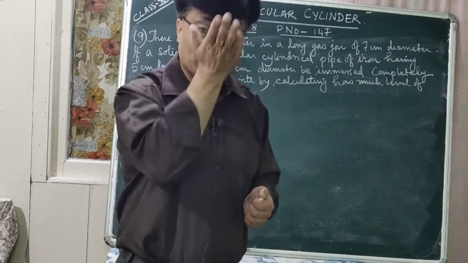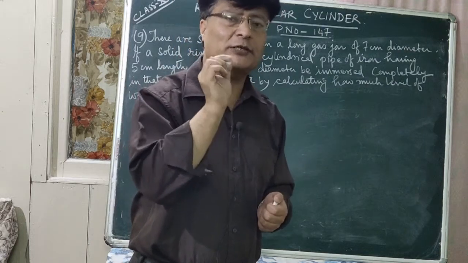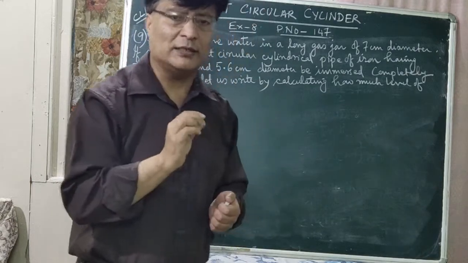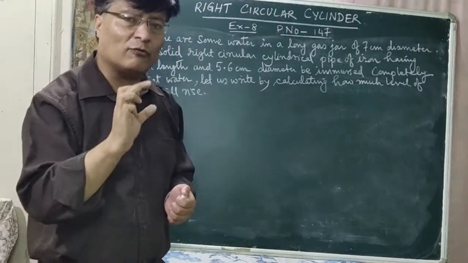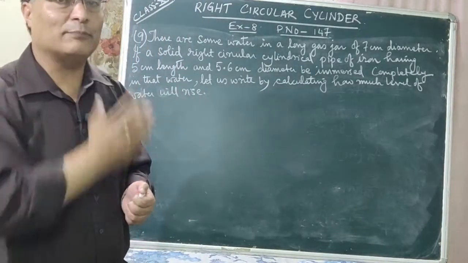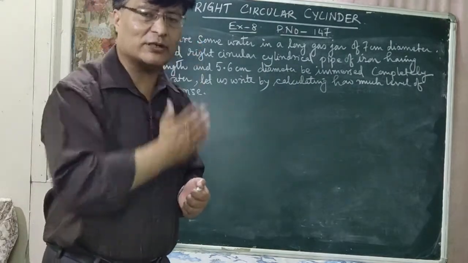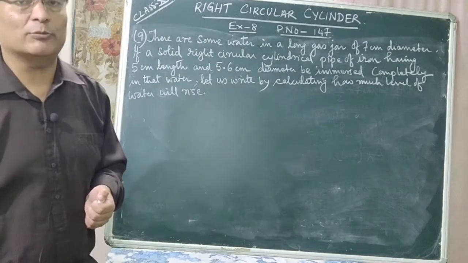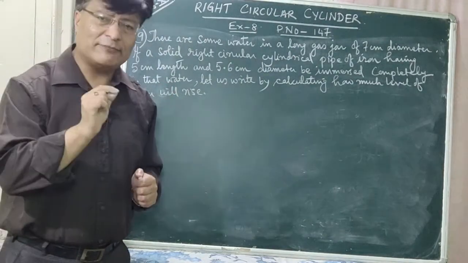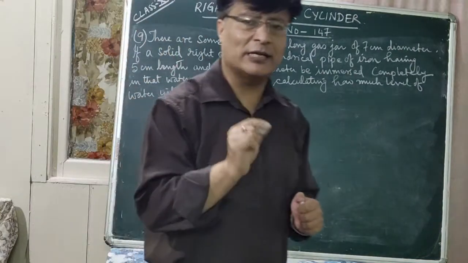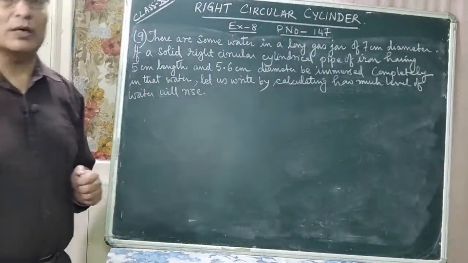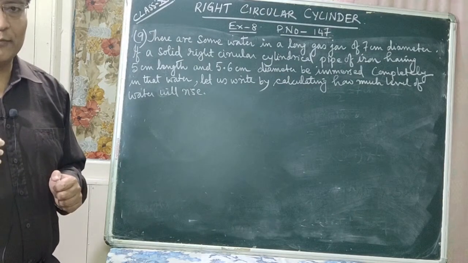What happens to the level of water? It comes up a little. When you immerse the solid right circular cylindrical pipe in the water, the level of water will rise. By how much the level of water rises, that is, by how much its height increases, we have to find out. How much the level of water will rise if that solid right circular cylindrical pipe is immersed completely in that water. So I think I've understood it.